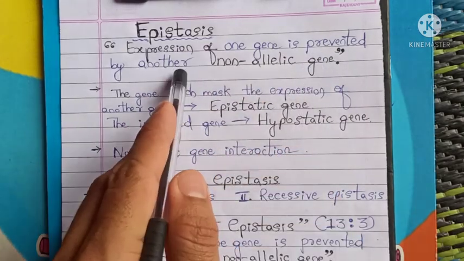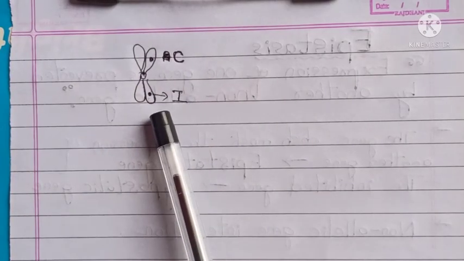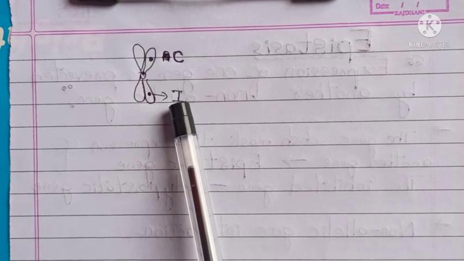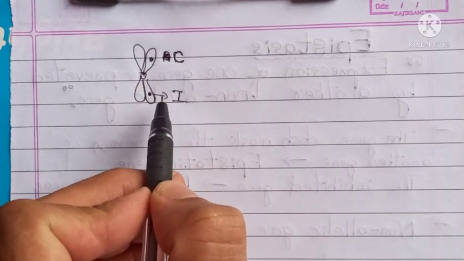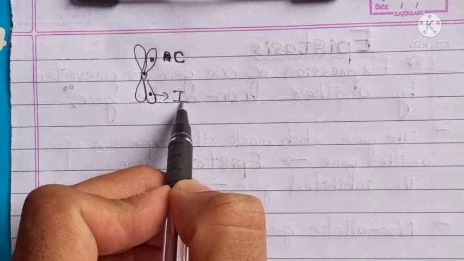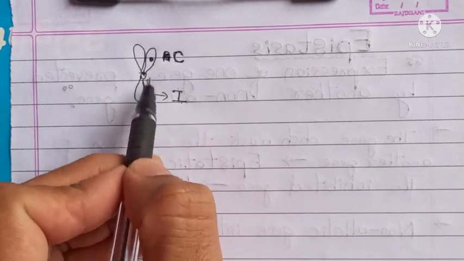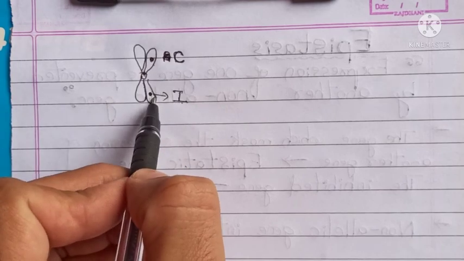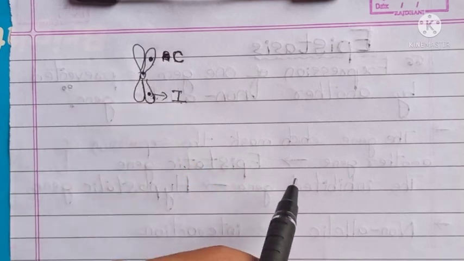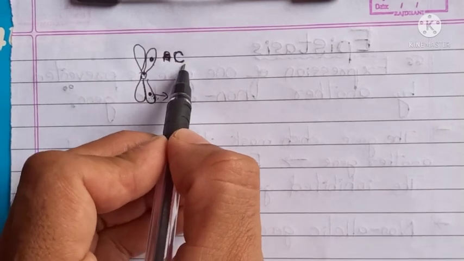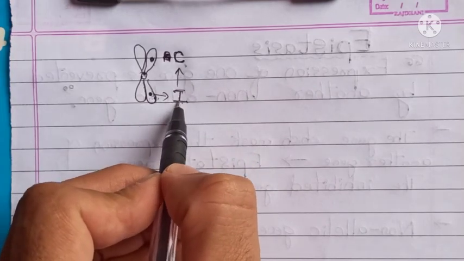So let us try to understand this. You can see here it is a chromosome. I have marked two genes. Let us take this gene as C and this one as I gene. These are the two genes present at different regions of a chromosome, nothing but different loci of a single chromosome. Now the expression of this C gene is prevented by the I gene.